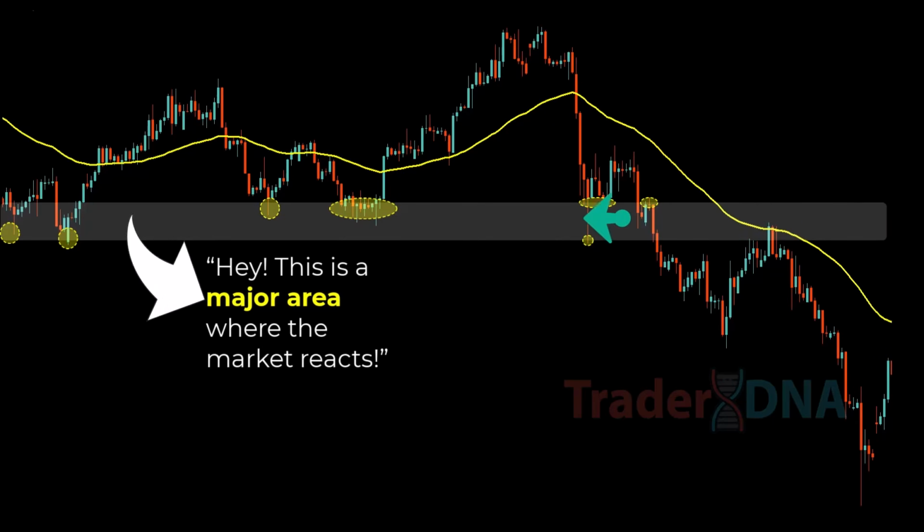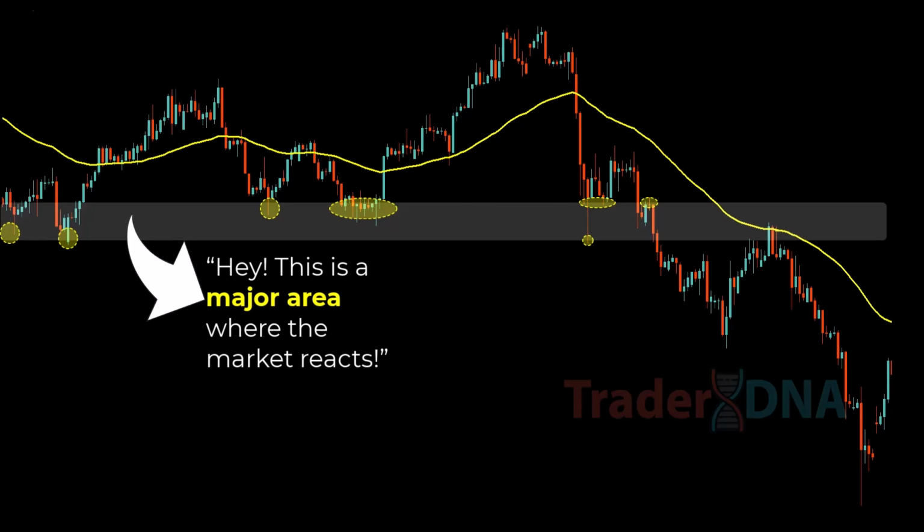And if you look to the left side of this chart, you'll see exactly that. A strong structure zone that's already proven itself over and over again. Now, once we've identified that key structure level, the next step is to combine it with, you guessed it, the moving average touch.